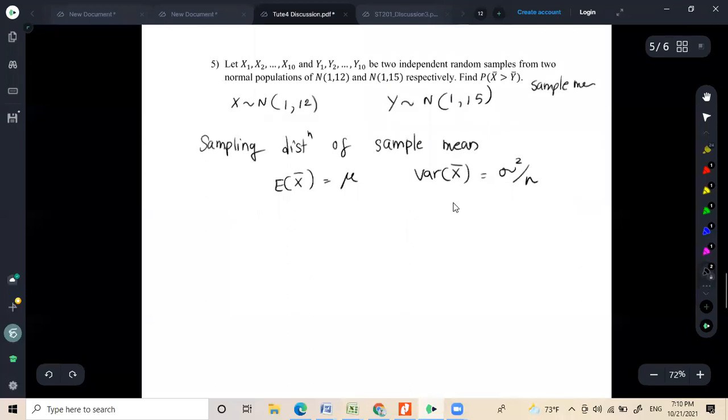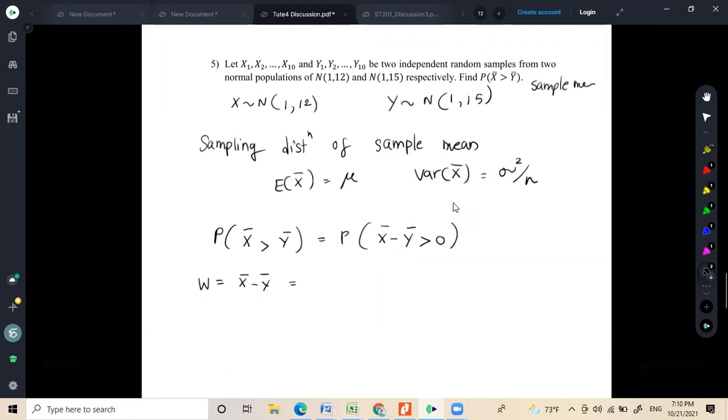Now let's try to find this probability. Keeping these things in mind, we want to find the probability x bar greater than y bar. That means the probability x bar minus y bar greater than 0. Now let's say our new random variable W is x bar minus y bar, the difference of two independent normal distributions. So it is going to be normal.